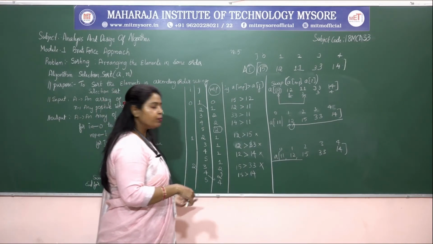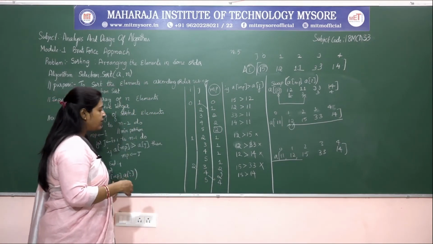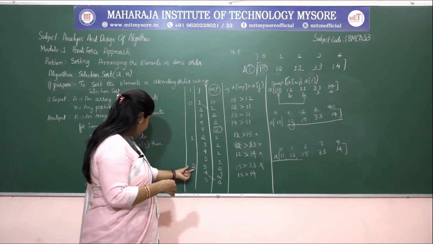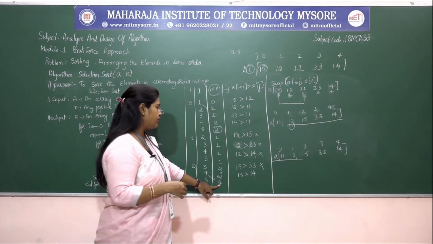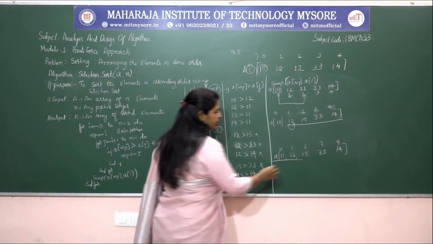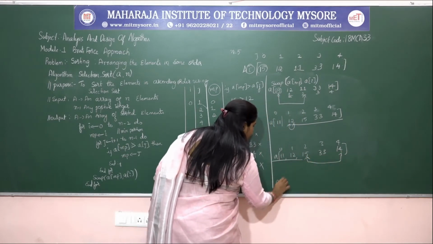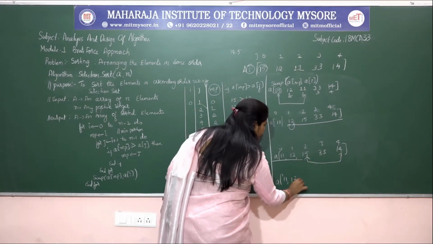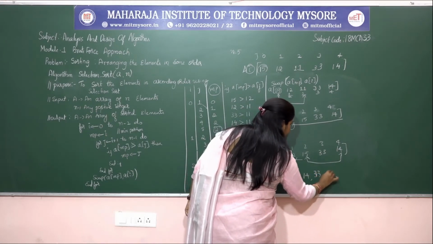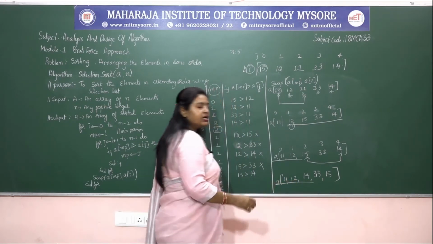Once it comes out of the loop, the swap operation has to be performed between A of i and MP. What is i? i is 2, and MP is 4, the fourth position element. So the second position and the fourth position elements have to be swapped. After the swap, the elements are 11, 12, 14, 33 and 15. So these three elements got sorted.